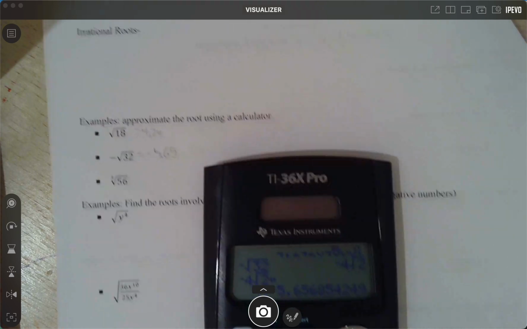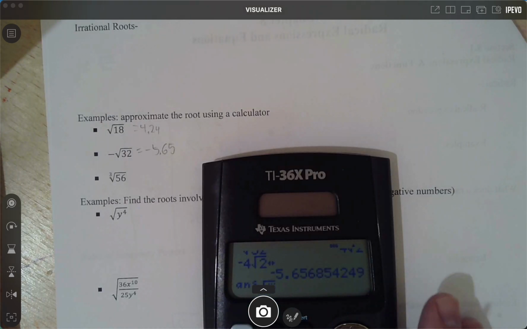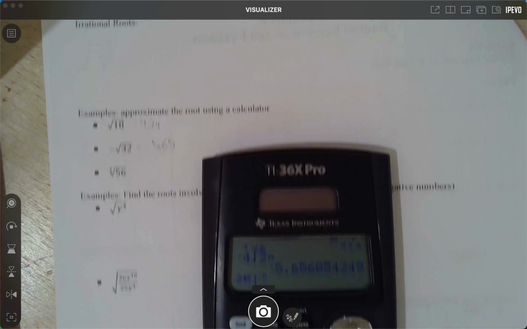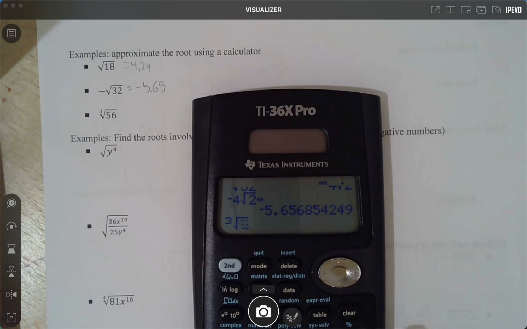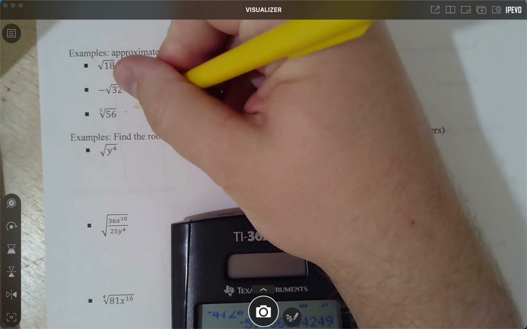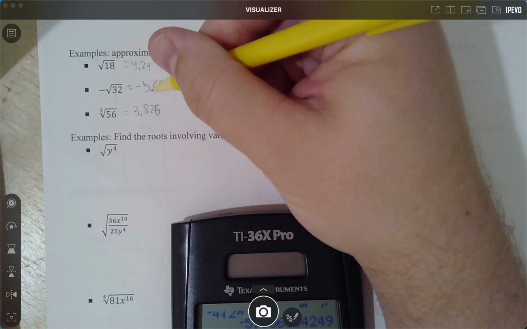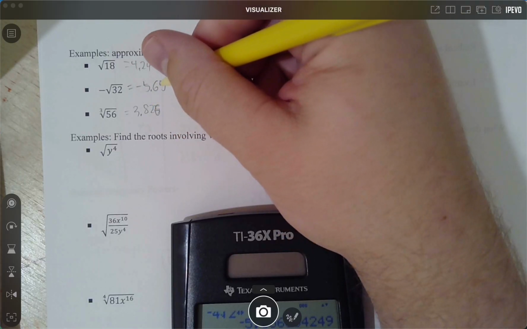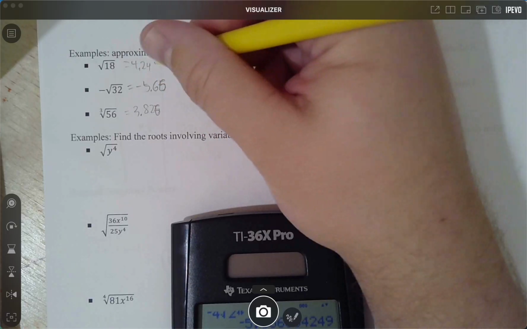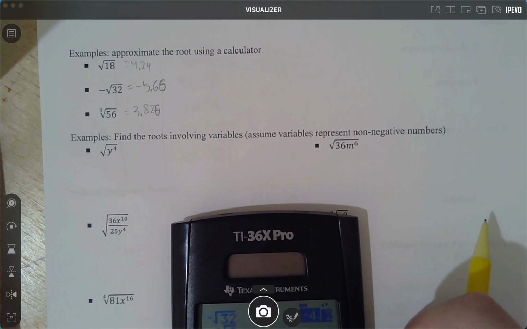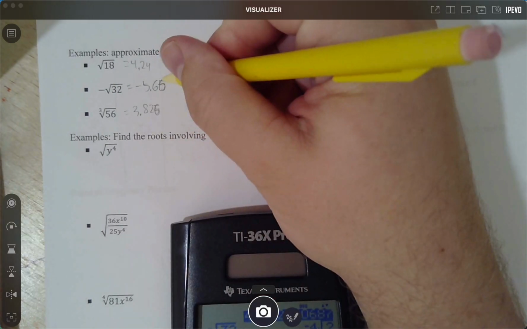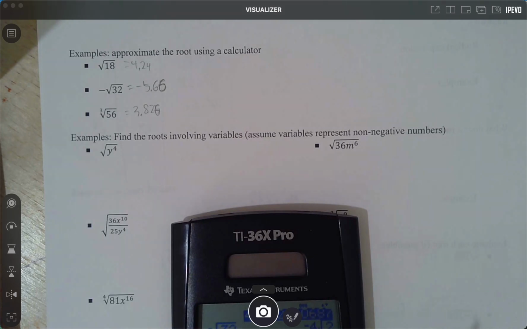And the cube root of 56. Let's see here. Oops. Cube root of 56. I get 3.825, or I guess 3.826 when I round. Also, whoops, that one should have been 5.66. And the other one up above, let me make sure I'm rounding properly to my 2 places. Yeah, it should have been 4.24. This one's 5.66 to 2 places. This one's 3.826 to 3 places. Just make sure you round to the right place.